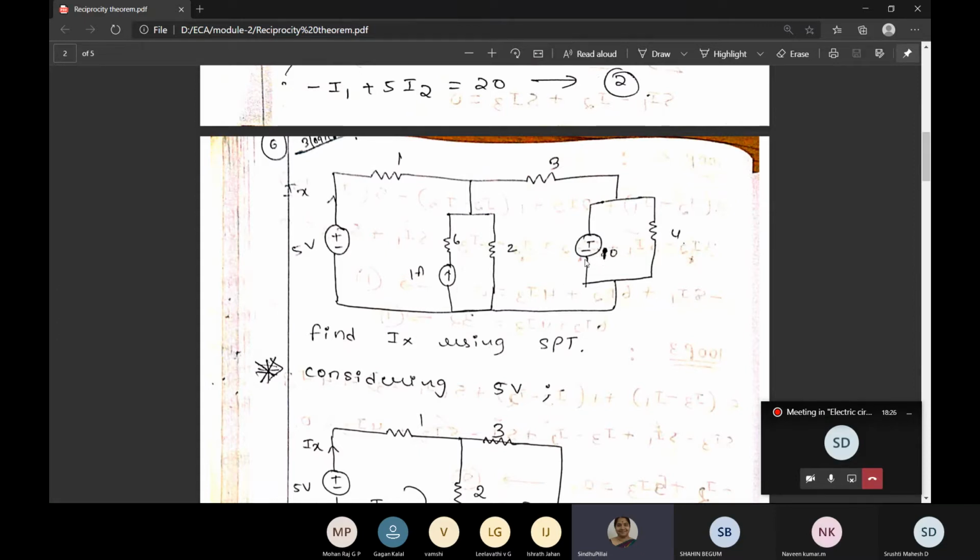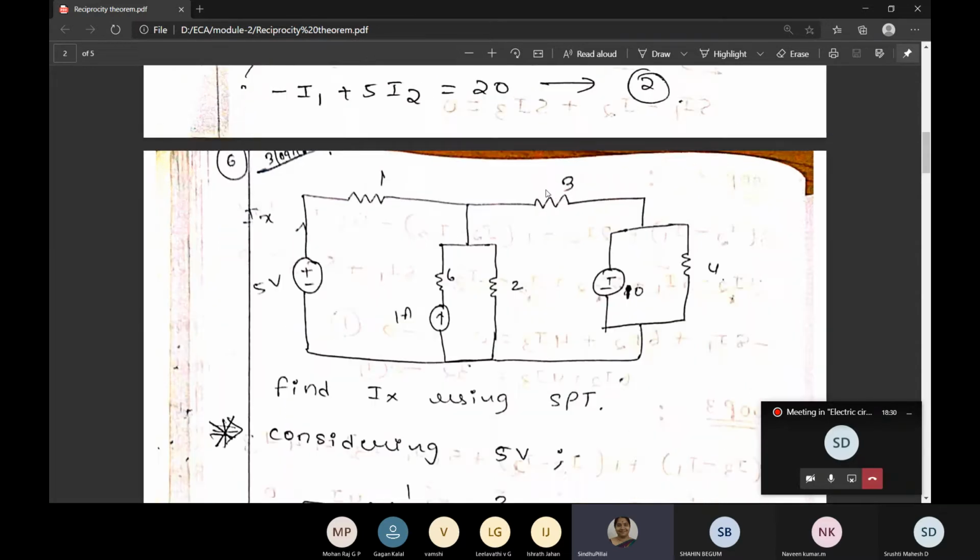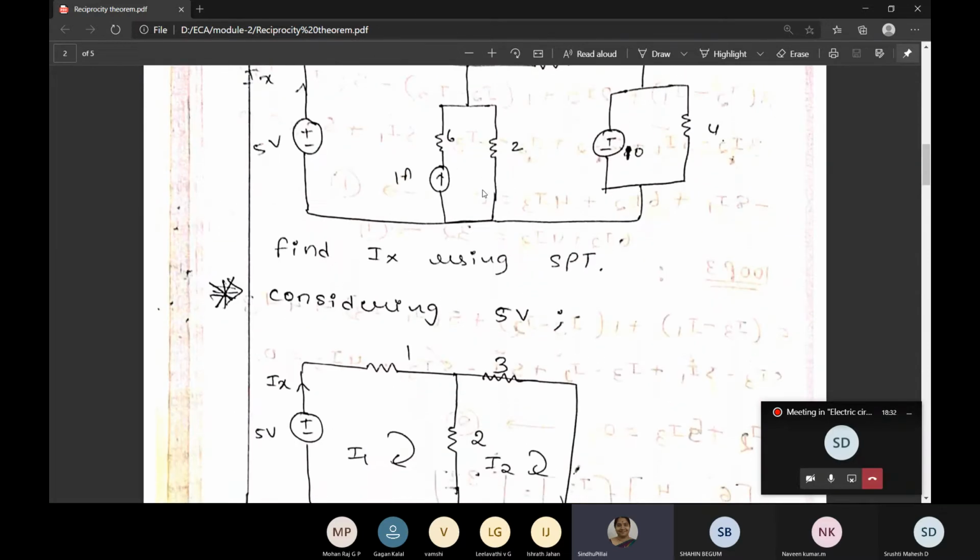Getting it? So first consider 5 volts. When we consider 5 volts, what do we have to do next? The 1 amp current source and the 10 volt source will be removed. The 1 amp is a current source, so it will be completely removed, so that branch will not be there. Only the 2 ohm resistor will be there. And this 10 volt is short circuited, so it is completely removed.